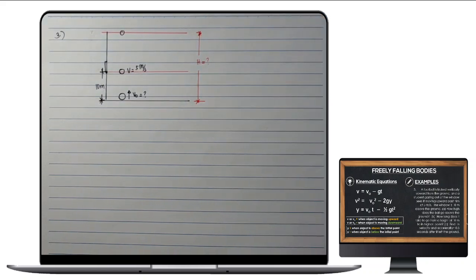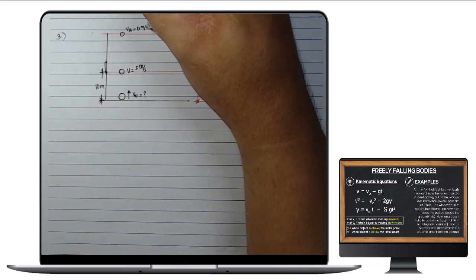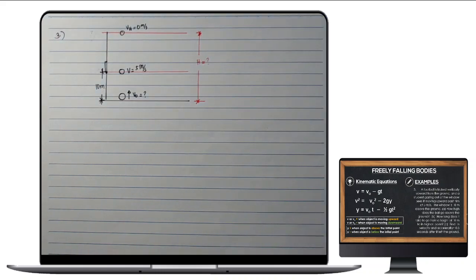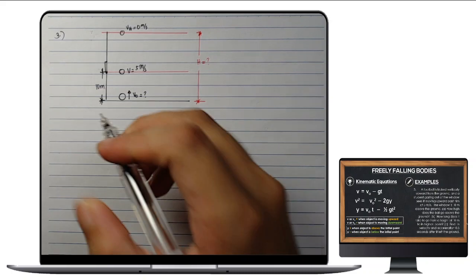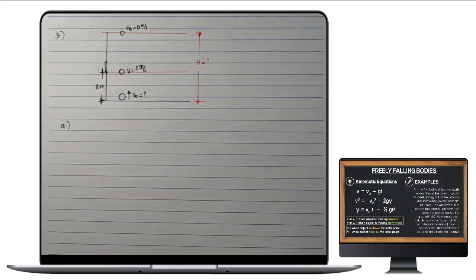Yan. Pinapahanap sa atin si maximum height. So, how high does the ball go above the ground? So, again, yung velocity natin dito sa maximum height is equal to 0. So, solve muna natin yon for letter A. So, as you can see, wala pa tayong initial velocity.